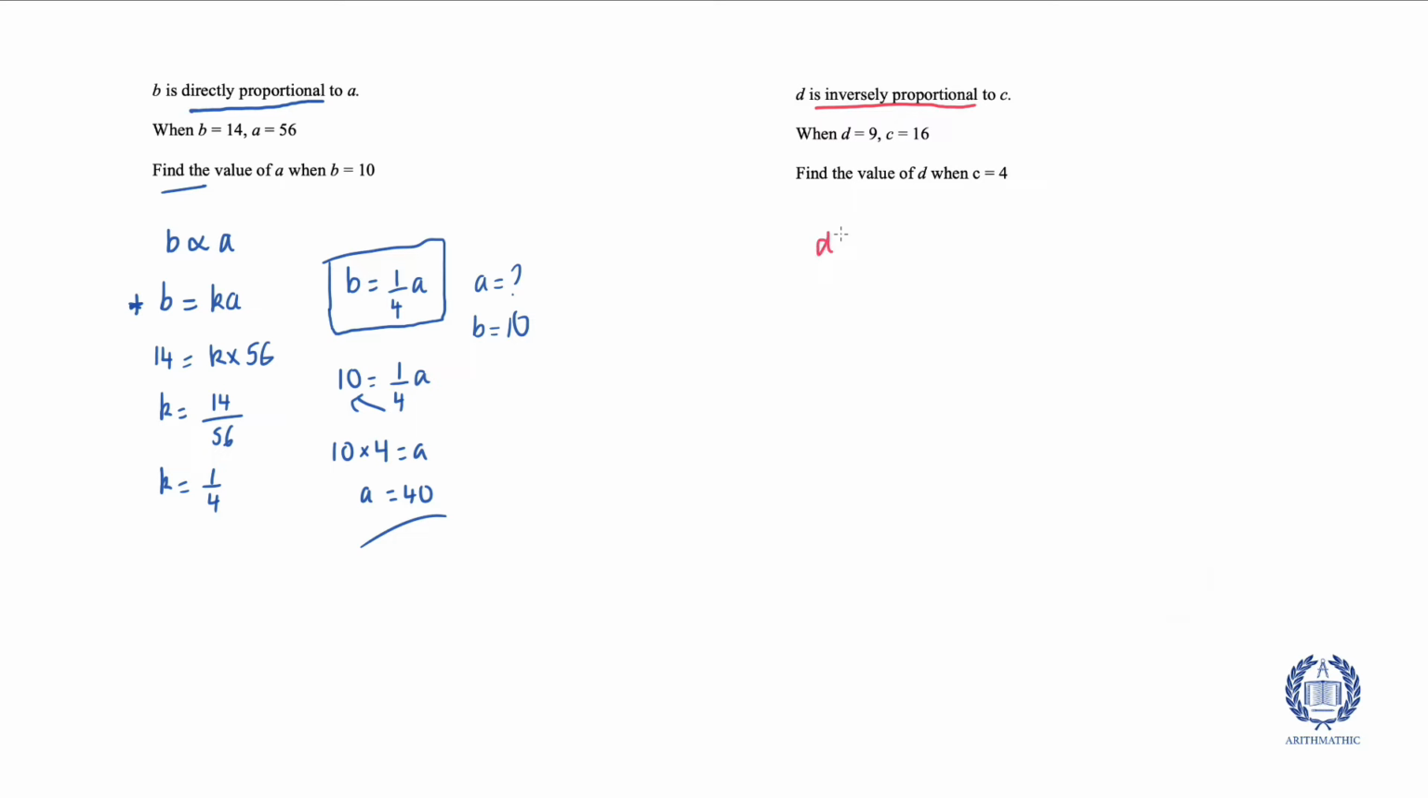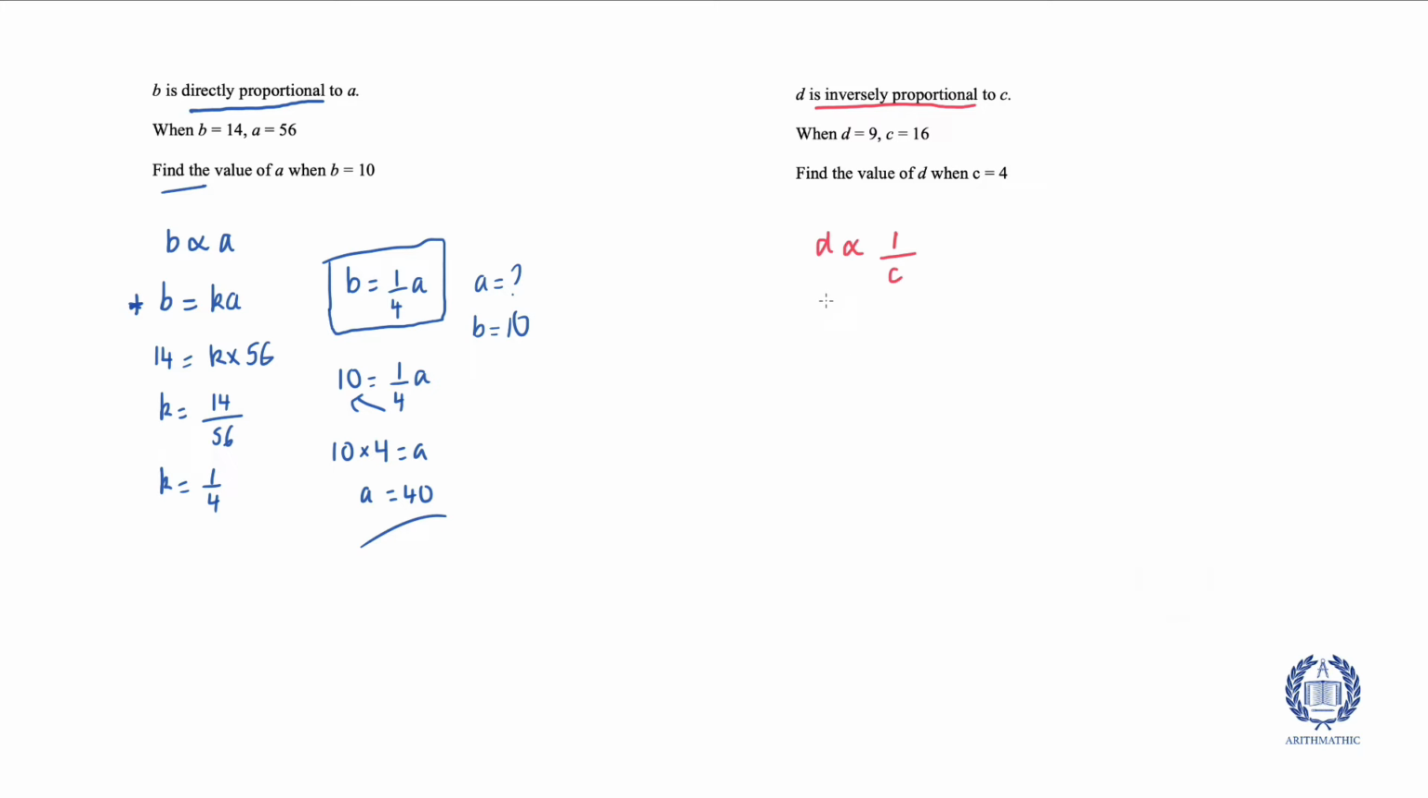So obviously it says D is inversely proportional. So the fish sign is going to stay the same. Now, when they say inversely proportional, we're going to say 1 over, right? This is the format of how we do it. So 1 over proportional to C. So D is inversely proportional to 1 over C. So this is how you write inverse proportional questions.